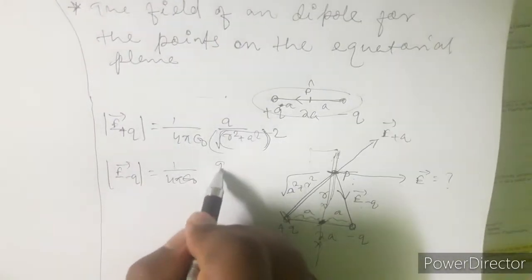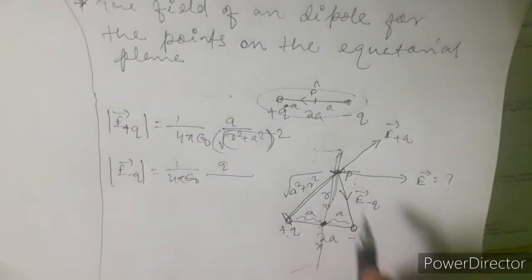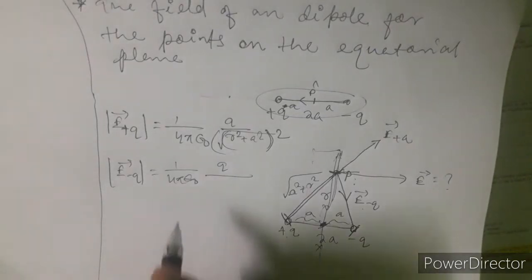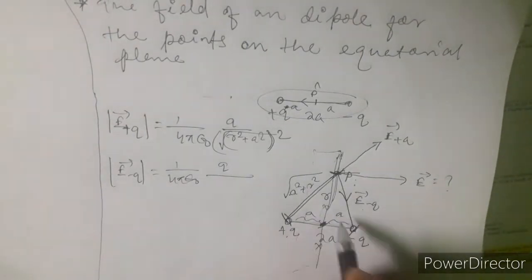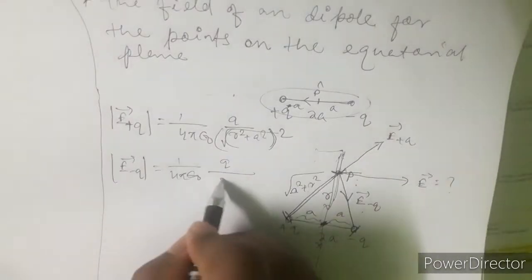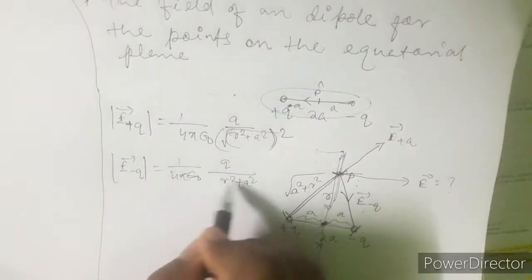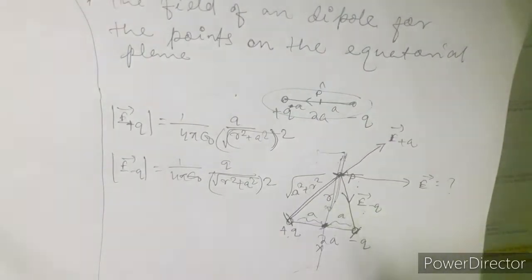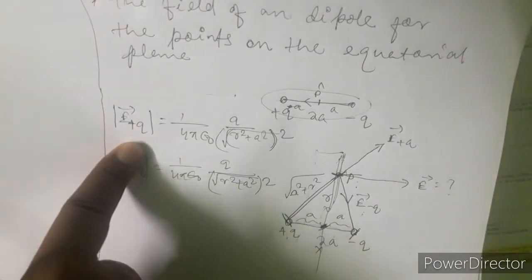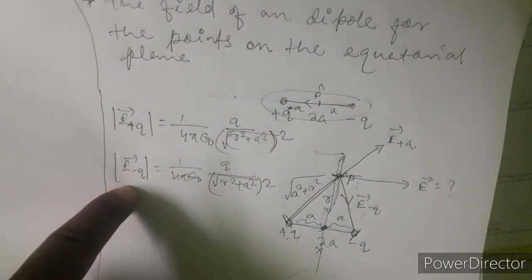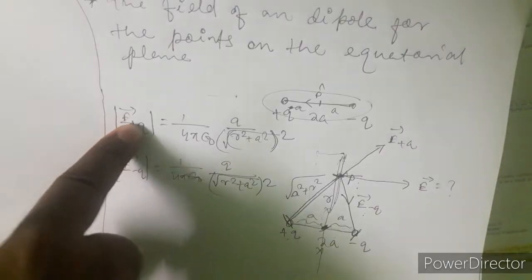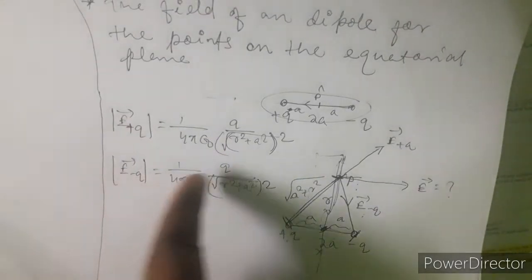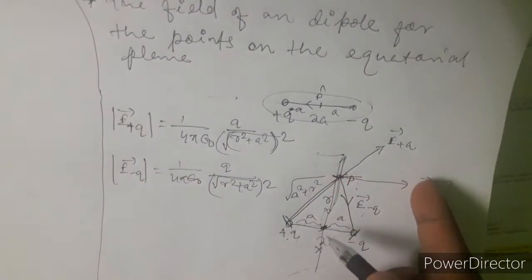Magnitude I am writing, so I'll write Q, and the distance from this point P to this point is the same, because this is R, this is A, so it will also be root over R square plus A square, whole square. Now you can see that the magnitude of both the electric field due to plus Q and the electric field due to minus Q are the same.